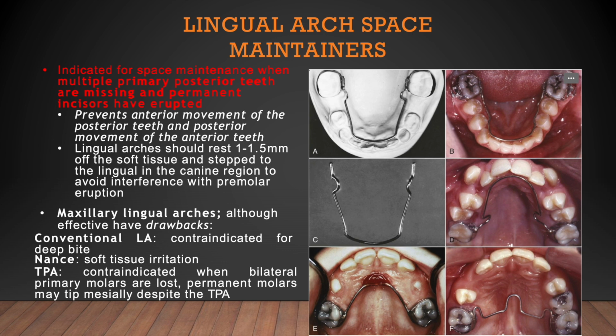So this is what a lower lingual holding arch looks like. For the upper, we can use a lingual arch as well. However, there are some drawbacks. A conventional lingual arch on the upper is contraindicated for deep bites because we don't want those lower anterior teeth to be biting on it. Now, we can also use a Nance. However, you can get a little bit of tissue irritation with the Nance appliance. And we can also use the TPA. However, it's contraindicated when bilateral primary molars are lost. Permanent molars may tip mesially despite the TPA.